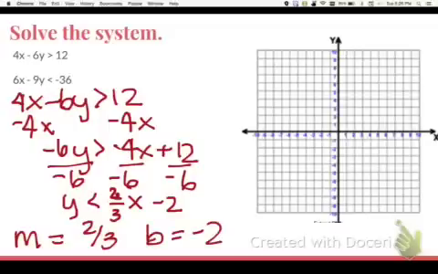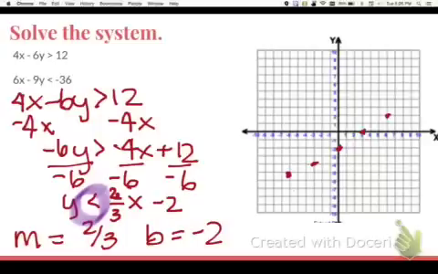So I'm going to go ahead and begin by plotting negative 2 on my y-axis. That's my y-intercept. I'm going to go ahead and rise 2 and run 3. Remember, I can go in the opposite direction by going down 2 and left 3. All right, so I think that's my other point right there. In looking at my inequality symbol, it is less than. I'm going to need to use a dotted line.